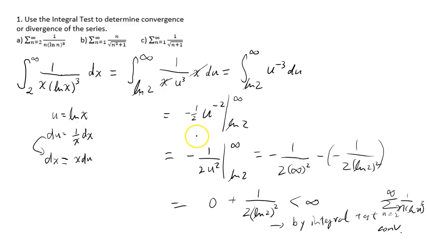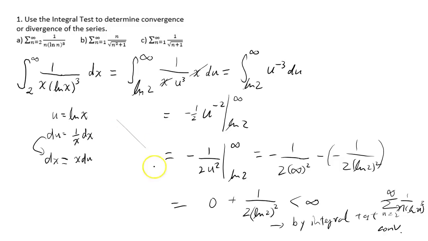Now, a common misconception is that some people think that this integral value, 1 over 2 ln of 2 squared, is the summation, and that's not true. It's somewhat related. I think some modification of this summation, probably from 3 to infinity, would actually be less than this integral value. And since this is a positive sum which has an upper bound of this value, that's why this has to converge. So that's how the integral test really works.